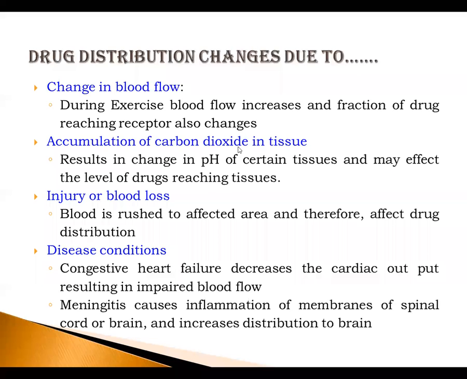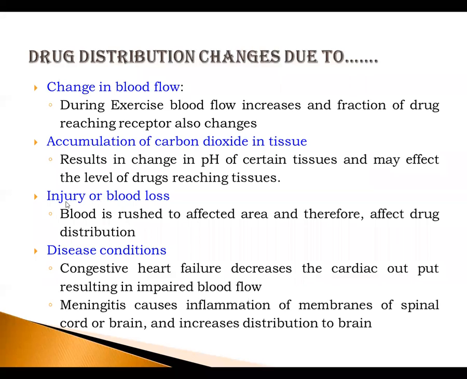Right now, I don't know what exactly this condition is called, why the carbon dioxide accumulates in the tissue. There may be some pathological situation. I don't know much about this actually. So injury or blood loss is another thing. Indirectly, blood circulation is affected because of the injury or the blood loss. The blood can rush to the affected area and therefore affect the blood distribution during the injury.